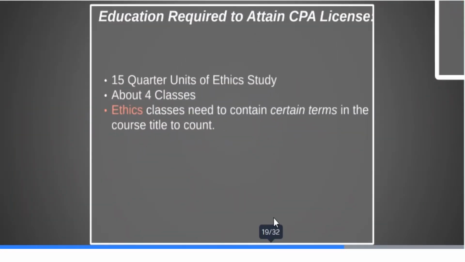Now let's move on to the next requirement, which is the ethics study. For ethics study, you need about 4 courses, which is going to add up to 16 units. The actual requirement is only 15 units. Please note that ethics classes need to have certain terms in order for them to count.